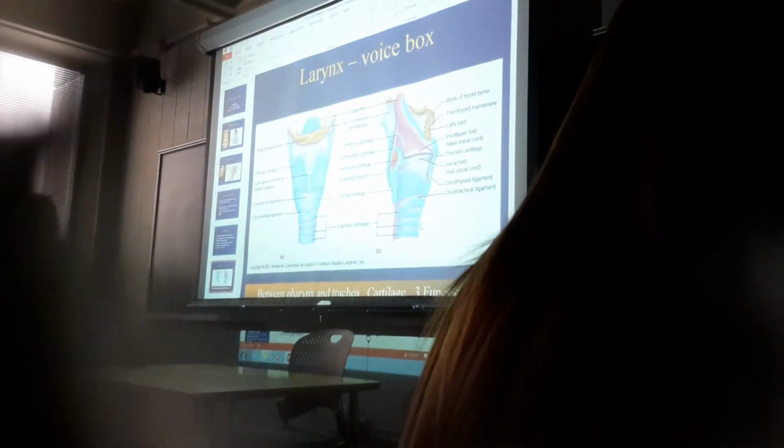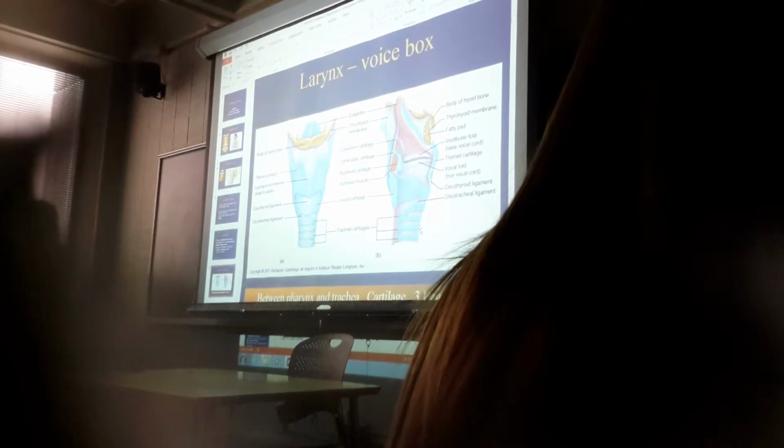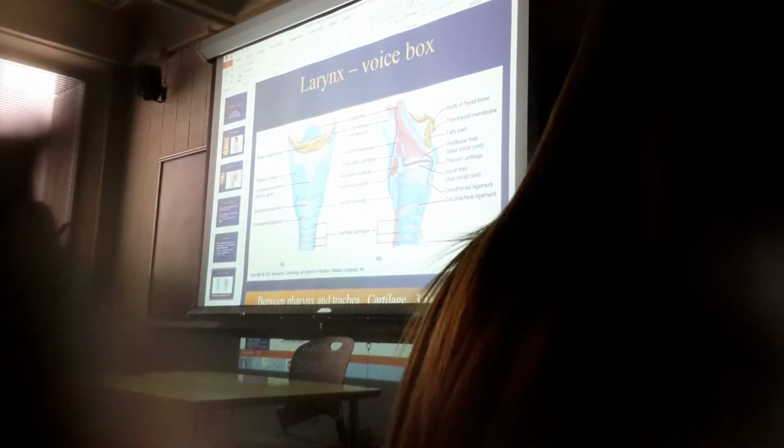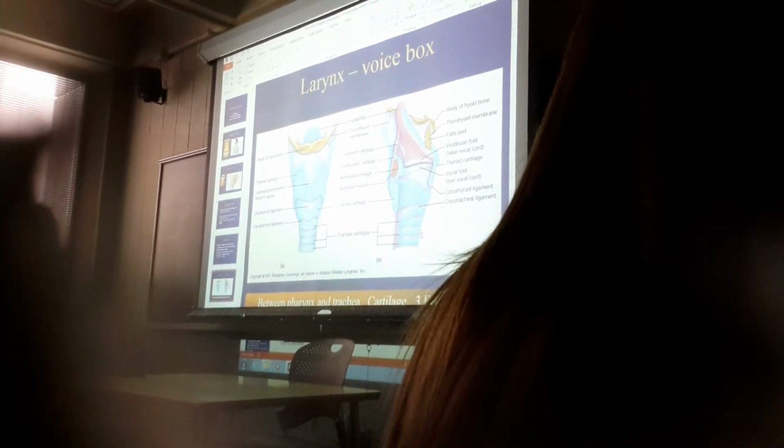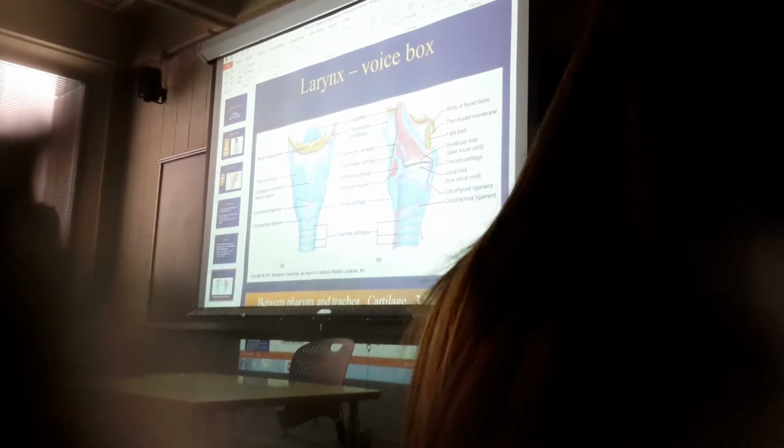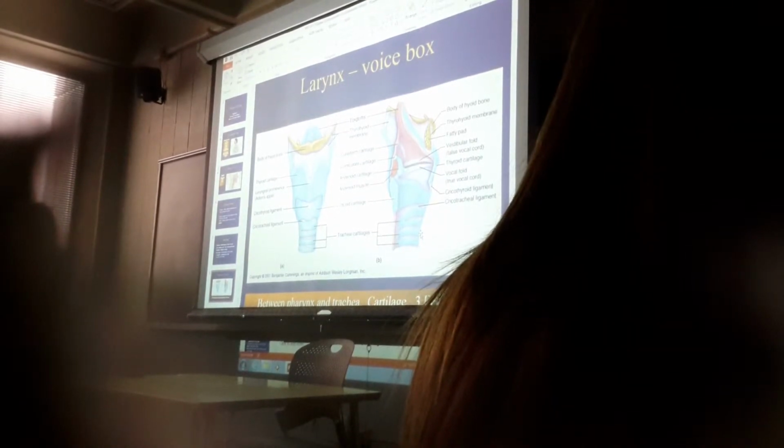Pseudostratified ciliated, because we have to have hairs in there so we can brush things up and out. So the outer edge, the cartilage, is one kind of connective tissue, and then the inside is that epithelial tissue with the hair. So when toxins or irritants come in, we can cough them up and out, and those cilia brush them up and out.